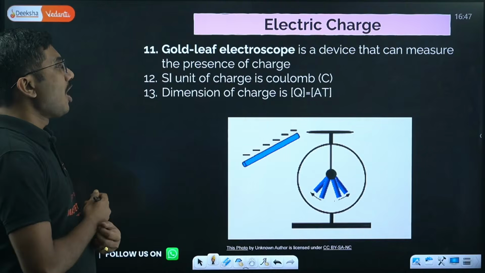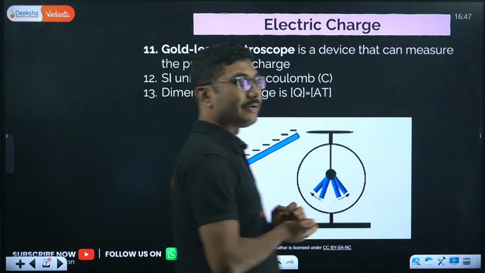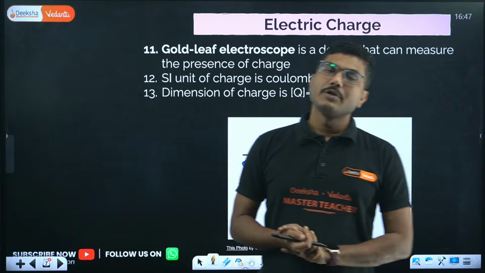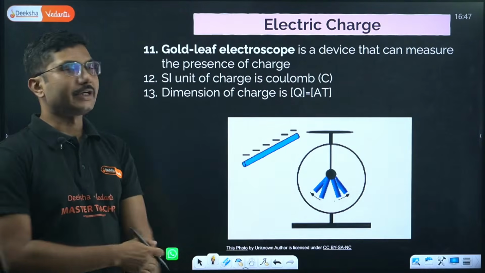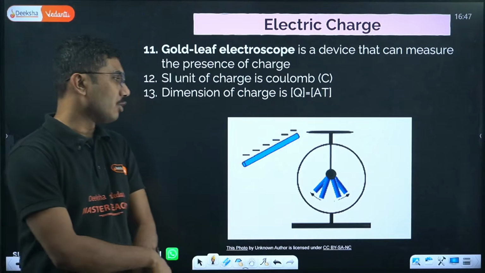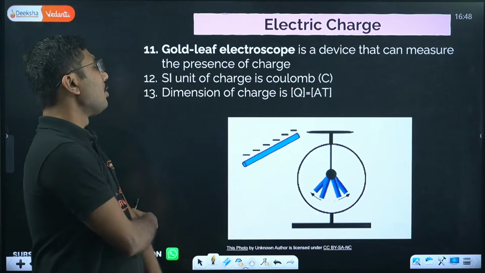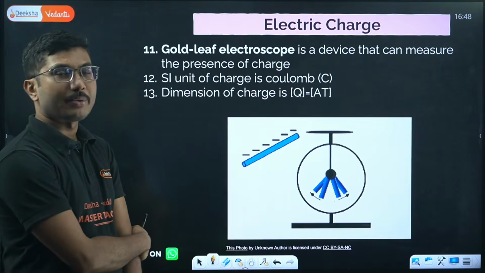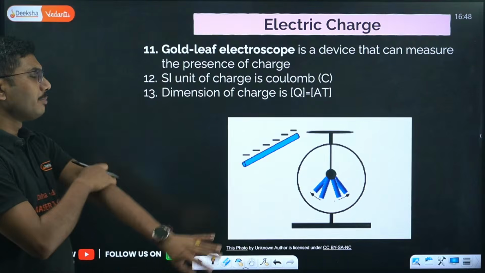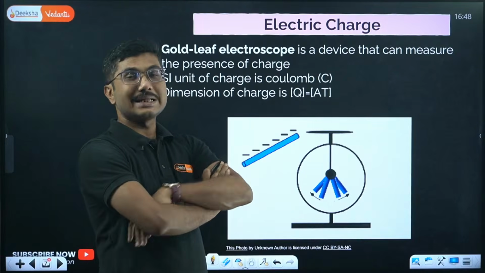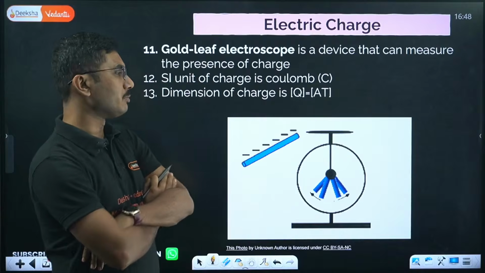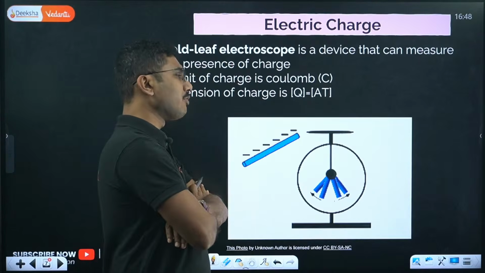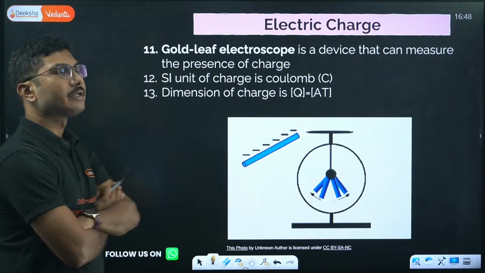So now, how can you detect if an object is charged or not? The gold leaf electroscope is a device. You have studied about this in your lower classes. It is a device which can measure the presence of charge. The exact amount of charge may not be possible to measure using this. For that, you have to calibrate the gold leaf electroscope.